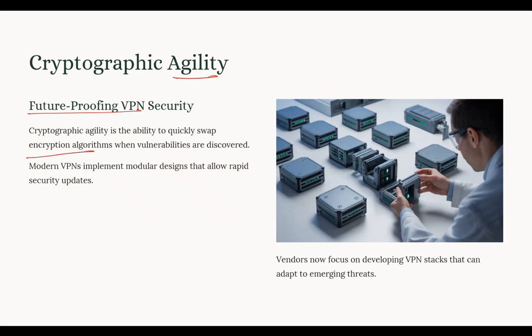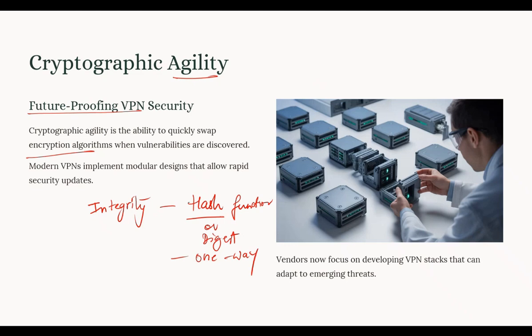We have talked about the different cryptographic methods like confidentiality, where encryption is used. Two types of encryption are symmetric and asymmetric. Another key cryptographic technique is integrity. Integrity means making sure that the data is unchanged. That's where a hash function is used, or a digest is created, which is a one-way function.